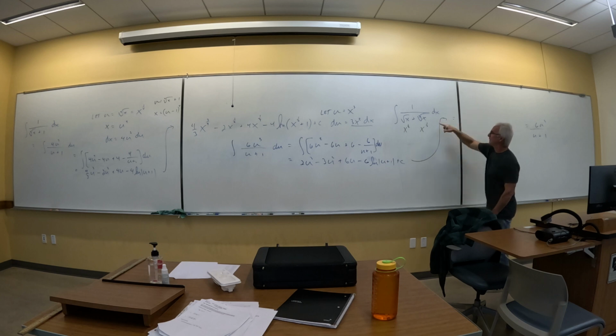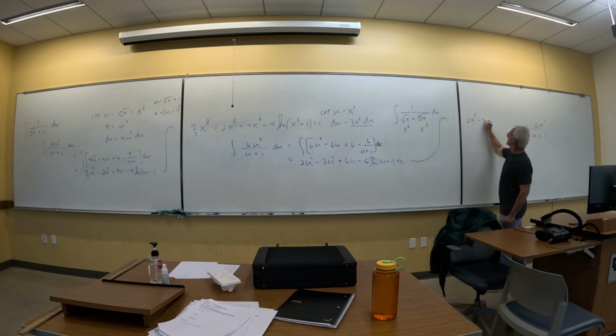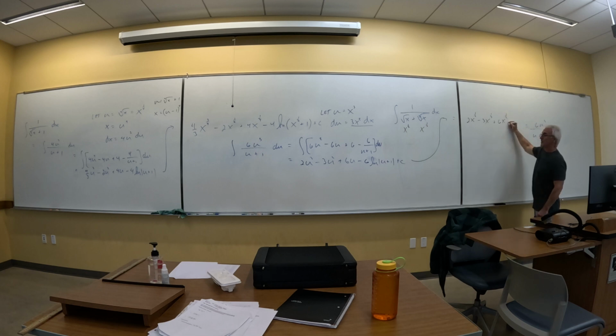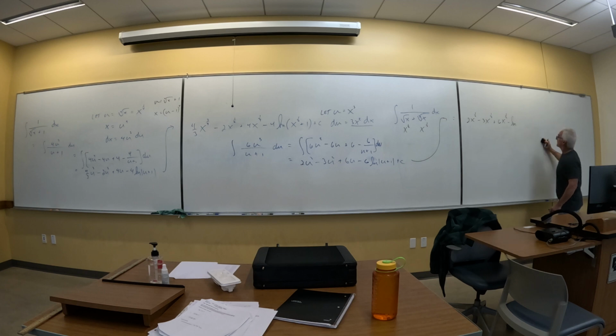So when I make the substitution, what is it going to be? 2x to the 3/6 or 1/2, minus 3x to the 2/6 or 1/3, plus 6x to the 1/6, minus the natural log of... Not the 6 in front of the natural log. Did I? Oh, thank you. 6, and then x to the 1/6 plus 1.